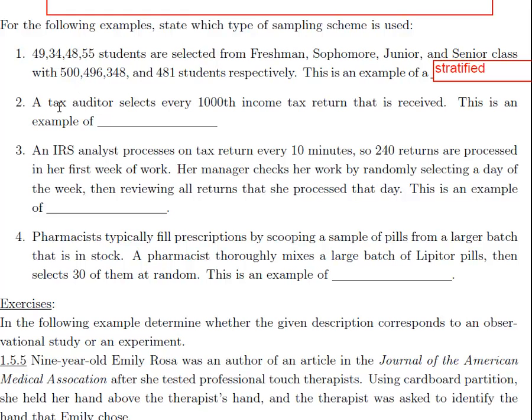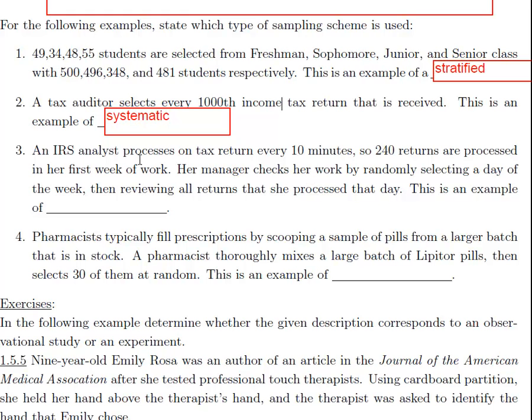Okay, the next one says a tax auditor selects every thousandth income tax return that is received. So this would be an example of a systematic, because they're sampling in a systematic way. They're taking every 1,000th income tax return. Okay, so let's go to the next one.